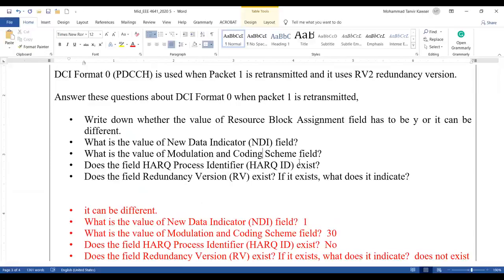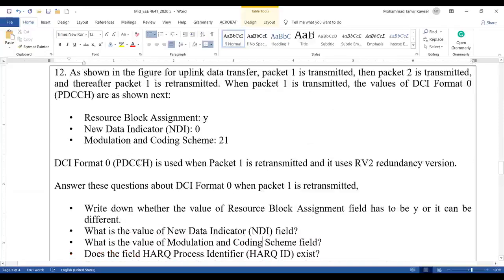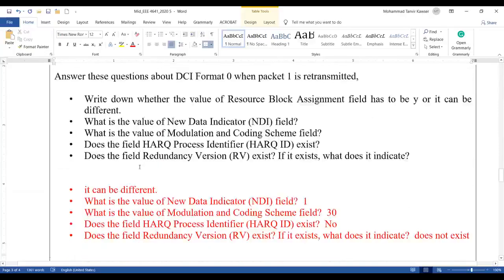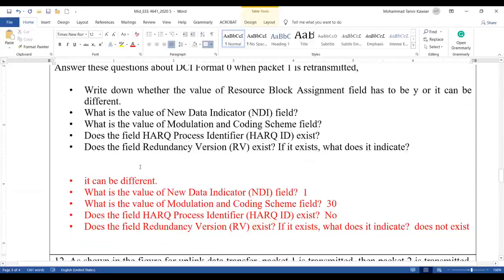But the same modulation order you have to use in the case of retransmission. Although you are using DCI format 0 again, PDCCH again, it won't change the modulation order. So the MCS field now does not actually indicate modulation order. It indicates the redundancy version, and here it indicates using the value 30.